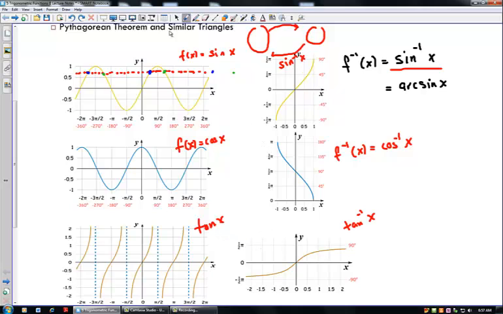Now, how do they choose these graphs? I think that's important for you to see, because when you write these down in textbooks, often you'll write down the domain and range of the inverse, and it looks real complicated, but it's actually very simple.